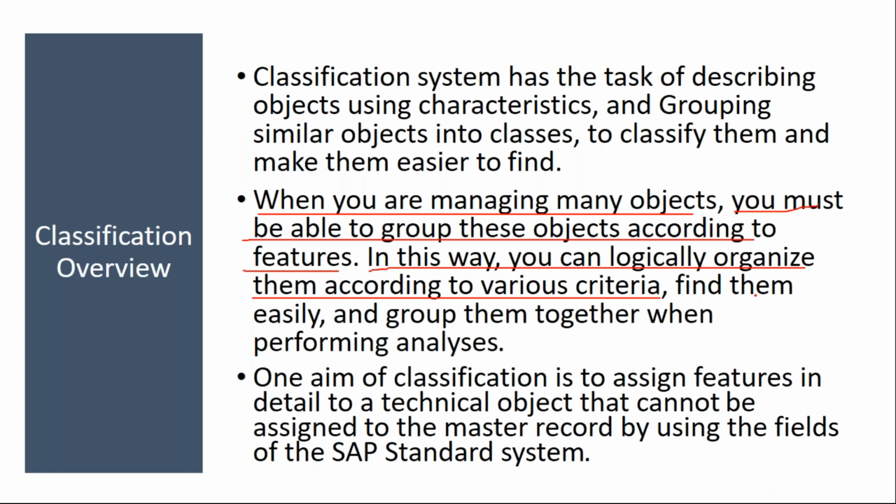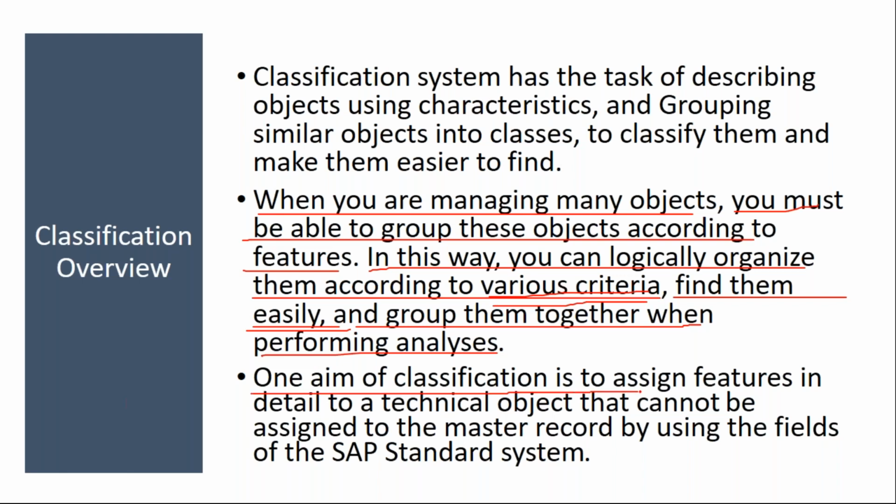And find them easily and group them together when performing analysis. So basically what happens in the classification is you take these objects, you organize them according to certain criteria. That criteria is nothing but features, so that you can find them easily.